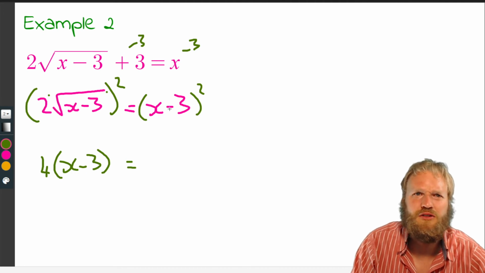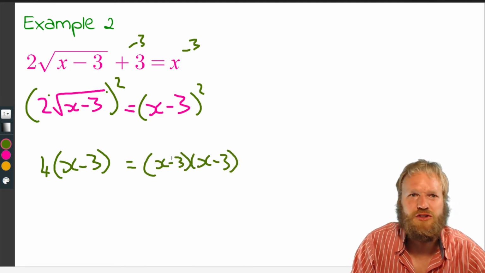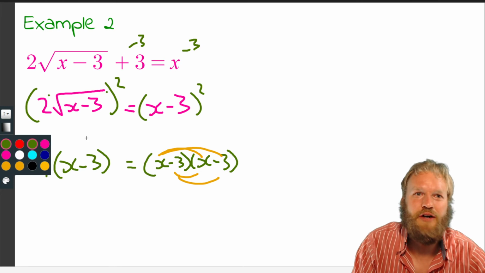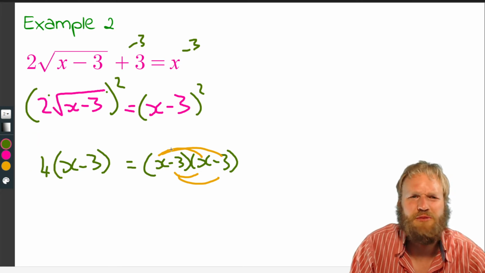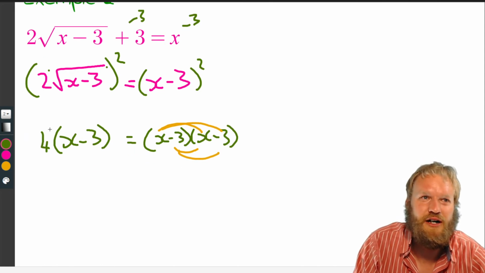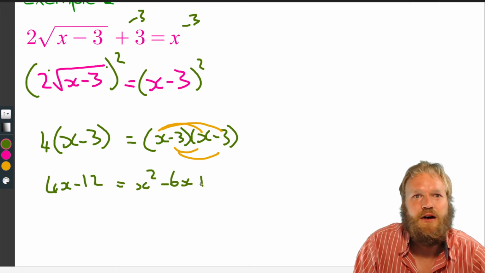How do we square a binomial? Well, a few ways, but I think the easy way for now is to square something is to multiply it by itself. Once it's like that, we know we're going to do that FOIL and rainbow, and really we're going to multiply every term in this bracket by every term in this bracket. Okay, well, there we go. From there, it's easy to go, right? You're like, okay, 4x minus 12 equals x squared minus 6x plus 9.